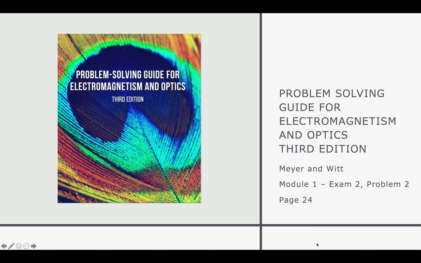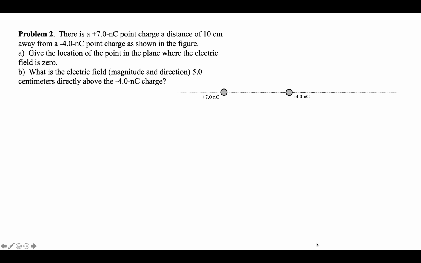This is a workthrough of problem 2 on exam 2 in module 1, which is on page 24 in the book, Problem Solving Guide for Electromagnetism and Optics, 3rd edition. Problem 2 is, there is a plus 7 nanocoulomb point charge, a distance of 10 centimeters away from a minus 4 nanocoulomb point charge as shown in the figure. Give the location of the point in the plane where the electric field is 0.